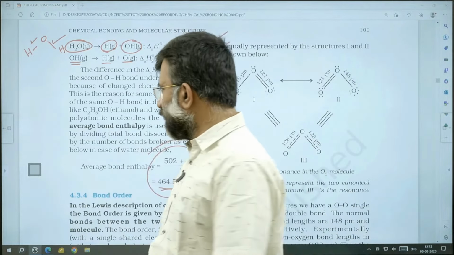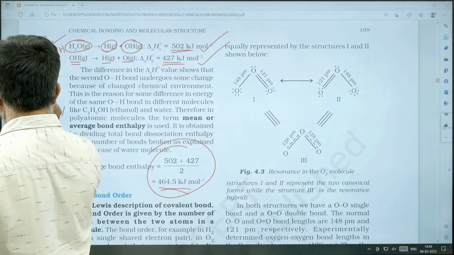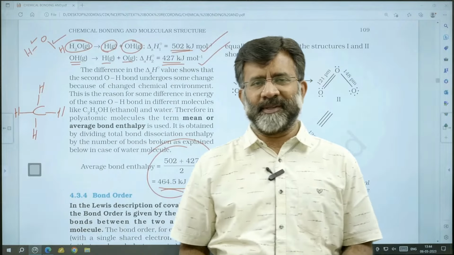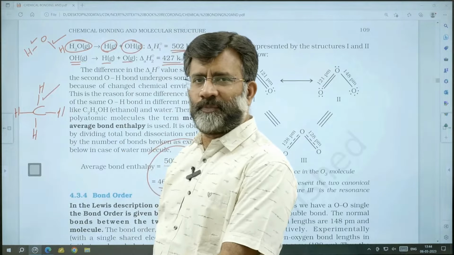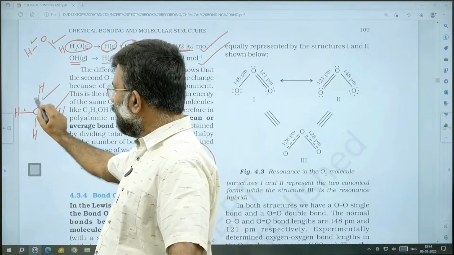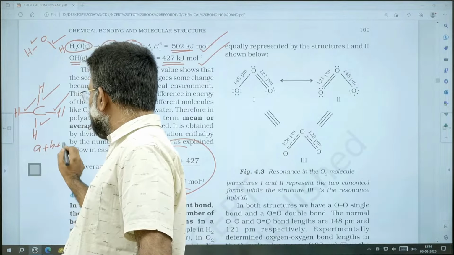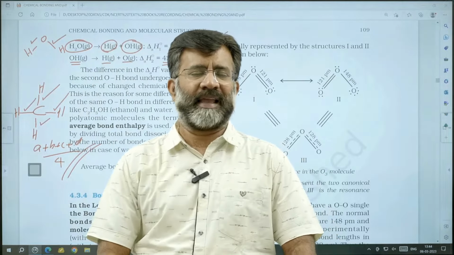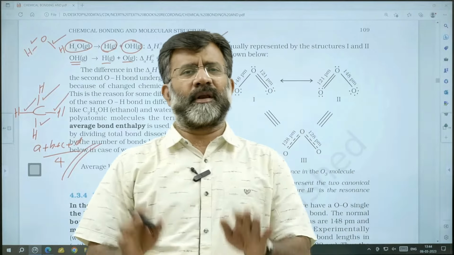What if you are taking methane? Tell me, what will happen? Very simple. There will be 4 values. Here the bond is broken, value A kilojoule per mole. Here it is B kilojoule per mole, C kilojoule per mole, D kilojoule per mole. And the value will be (A+B+C+D)/4. You go for average, average bond enthalpy. So these are some important bond parameters.